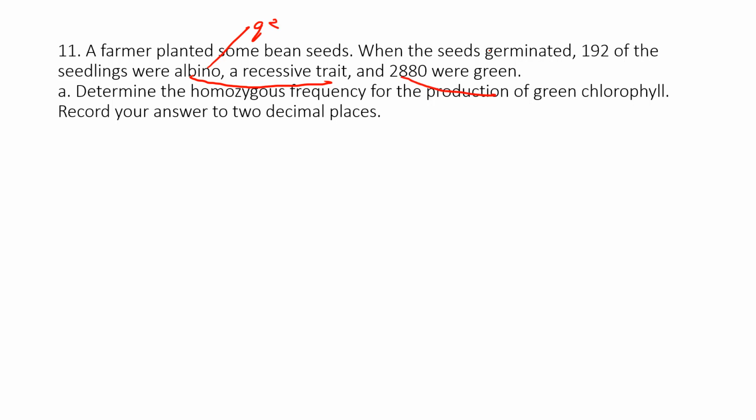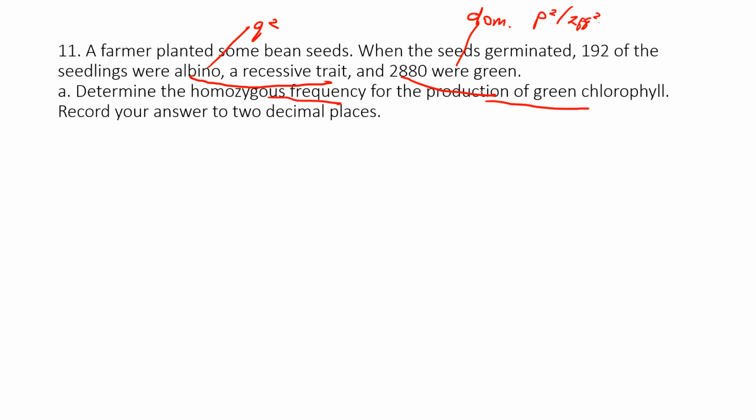2,880 were green. So we're going to assume that the green are dominant. Okay, so we're just going to put dom. Now don't forget that dominant could either be P squared or 2PQ. Okay, so it could be either of those, and they would still express the green color, the trait.